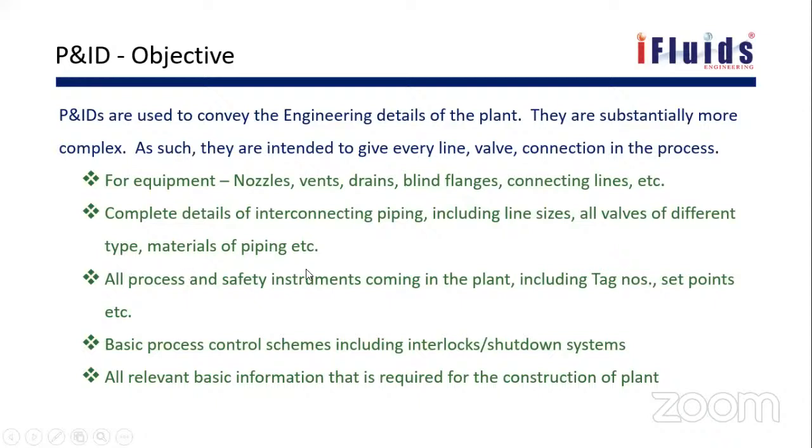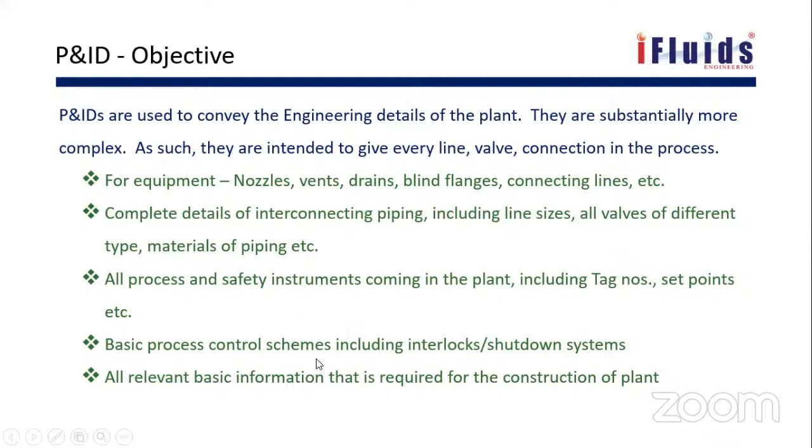And materials of the piping, like carbon steel or stainless steel or alloy steel. And all process and safety instruments in the plant, including tag number, set points, etc. Process and safety instruments means, like, a safety valve, a pressure safety valve will be there. This is the final protection for the equipment.